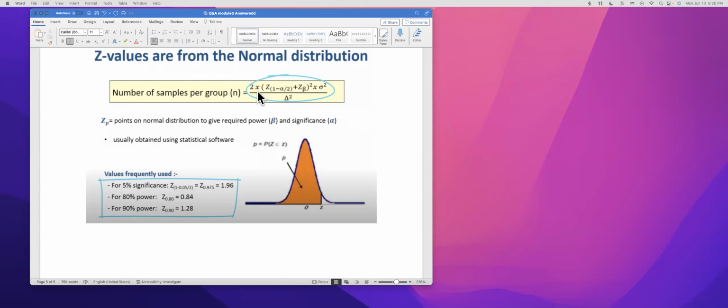And the formula is, so for the difference between two means, you would look at the Z statistic for your alpha plus the Z statistic for your beta, which is typically 1.96 and the other is 1.28. And then you want to square that. Then you're going to multiply that by the square of the standard deviation of the population samples, and you're going to divide it by the difference between the means.